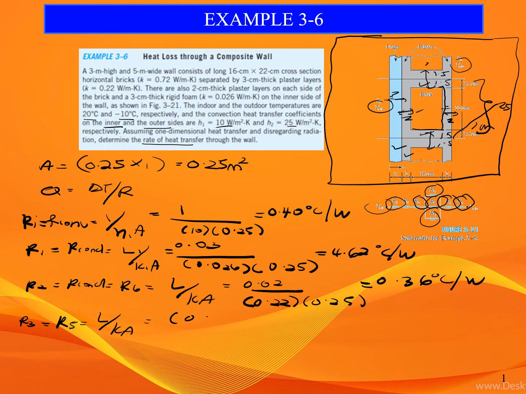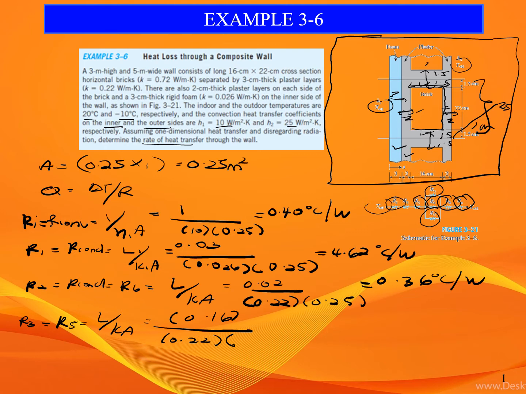So the L is 0.16 here to here, 116. So the K for the cluster is 0.22, but the area is slightly different because the height is only 1.5 cm.